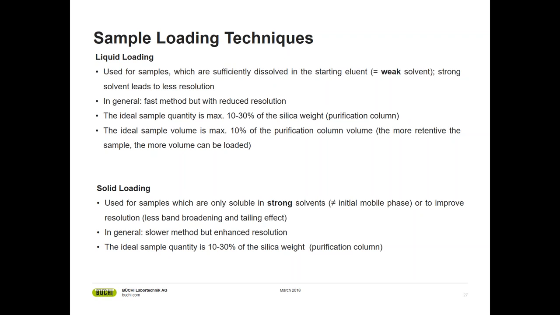Solid loading is used when your sample is only soluble in the strong solvent, so it's not compatible with the starting eluent. Or it can also be used just to improve resolution because it gives less band broadening and tailing effect. In general, solid loading is a slow method, but it gives enhanced resolution. And the ideal sample quantity is 10 to 30% of the silica weight.